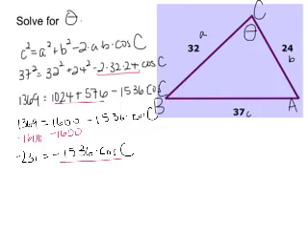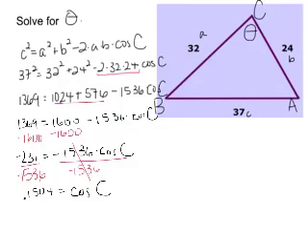Next, I'm going to divide both sides by negative 1,536. They reduce on the right-hand side, and I'm left with approximately 0.1504 equals the cosine of big C. And to get C all by itself, I need to undo cosine with the cosine inverse. And I'm left with approximately 81.35 degrees for angle C.